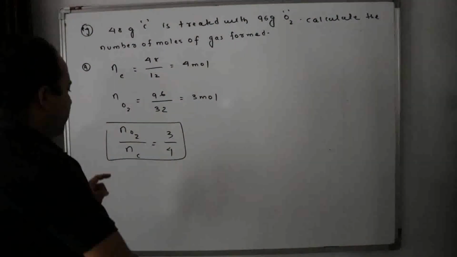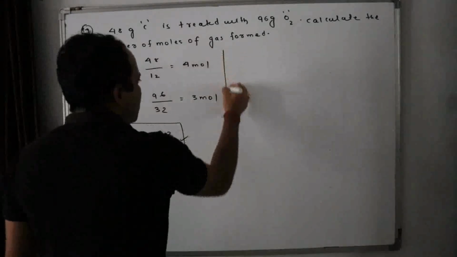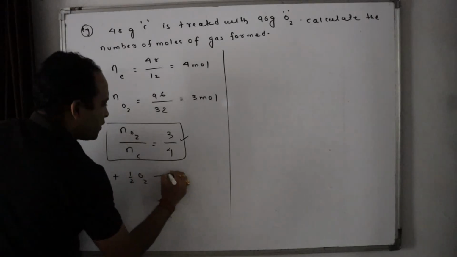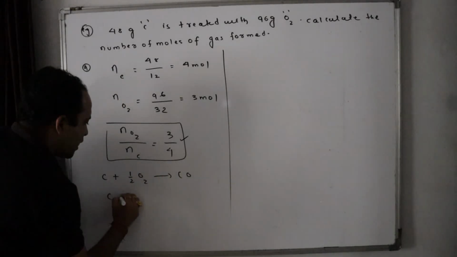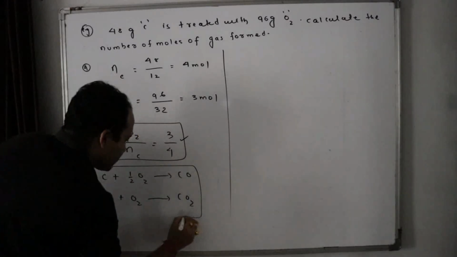Now here it comes. What will we do? So we found that both the gases are possible. That means carbon plus half O2 gives rise to carbon monoxide. Carbon plus O2 gives rise to carbon dioxide. Both the gases are possible.